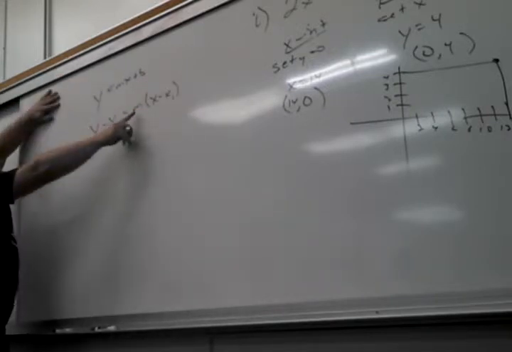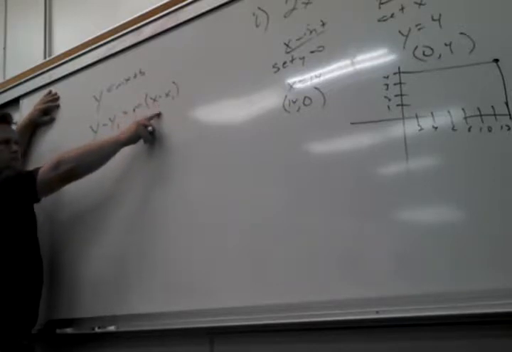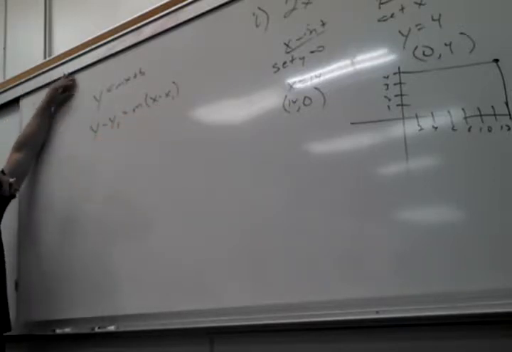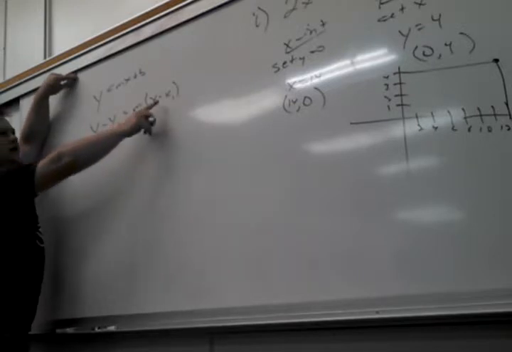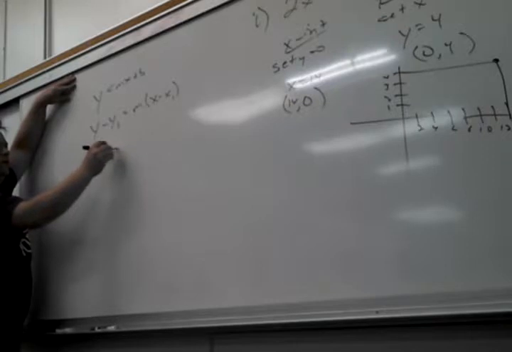And really quick, if you solve for m, how would you solve this for m? How do you get rid of this? You just divide by it. So you get m equals y minus y1 over x.